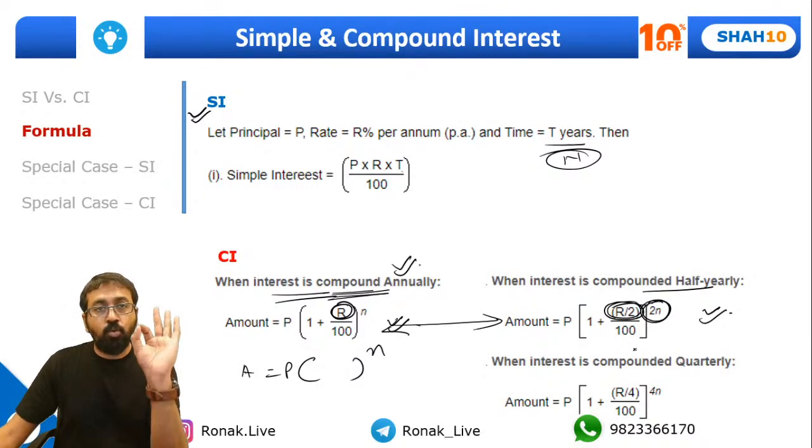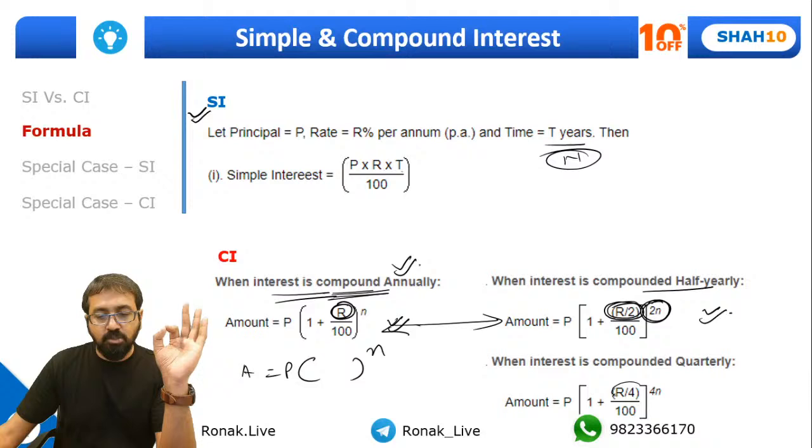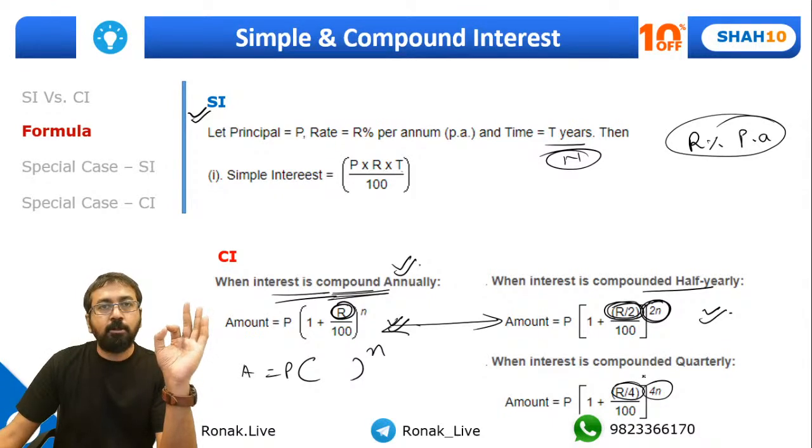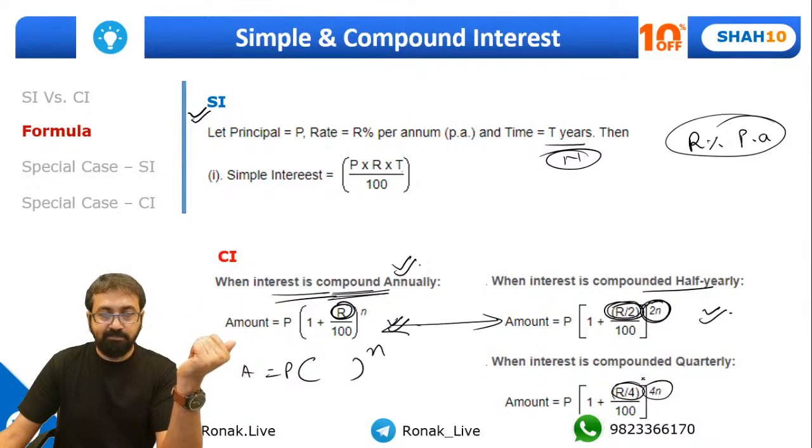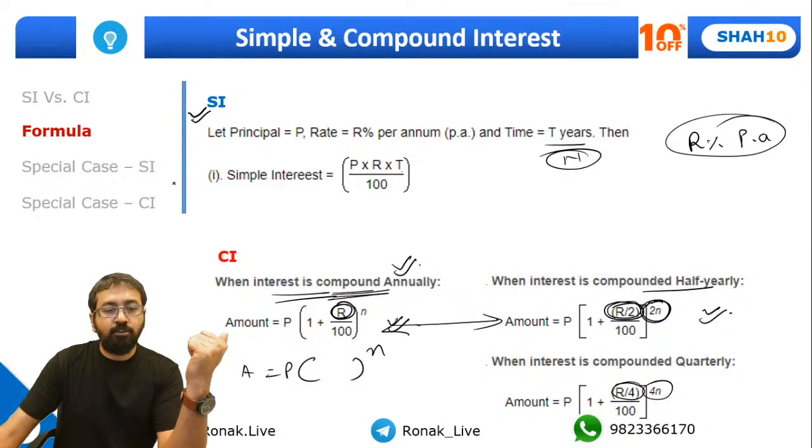In the same way, if it is quarterly compounding, then the rate of interest will become R/4, because R is the rate of interest per annum. So what is the quarterly rate of interest? R/4. And what will be the total number of periods? 4n. Or, how many times will compounding happen in n years? 4n times. Are we all clear? So this is how you need to remember the formula.